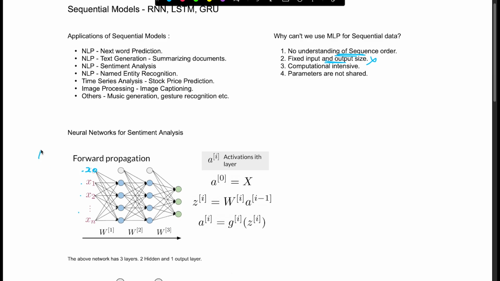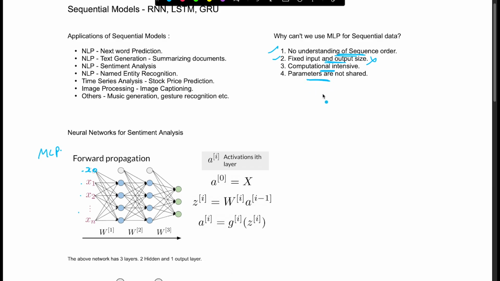So MLP, the multi-layer perceptron, assumes that every input is independent of each other. Every feature is independent of each other. That's what the assumption is. But in sequential data, every word is dependent on previous words. So that's another problem. And it's going to be computationally intensive when you are considering MLP, because there will be too many neurons that you might end up with for your input and output layers. And obviously it's not practical enough for the reasons that we have already discussed, for 1 and 2. And this point number 4 is that the parameters are not shared.